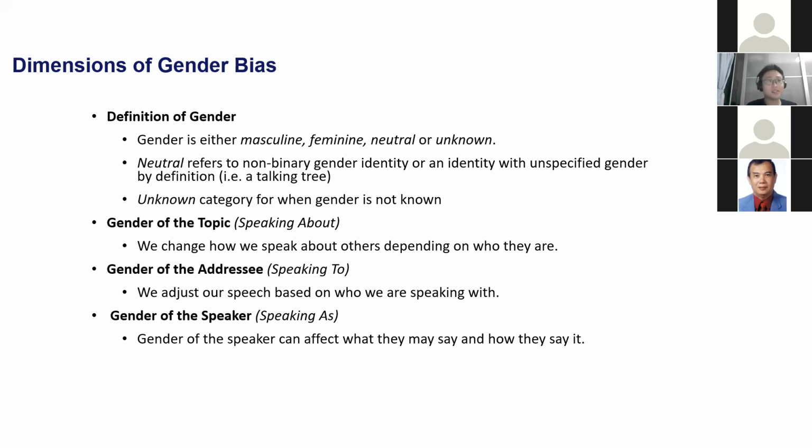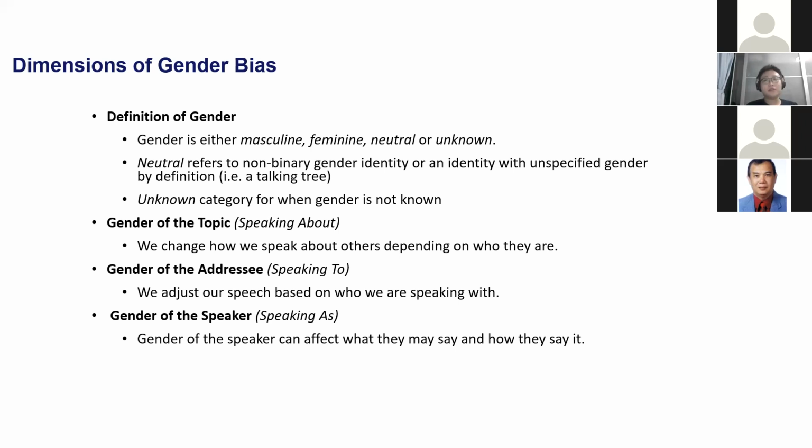So let's say you have a character with a talking tree. If it's a talking tree, obviously it's not likely that the tree would have a gender in a work of fiction, for instance. So that would be assigned a neutral gender label. And the unknown category is for when the gender is genuinely not known. For that category, I think the authors allow the classifier to predict any label, masculine, feminine, neutral, and they'll count it as correct.